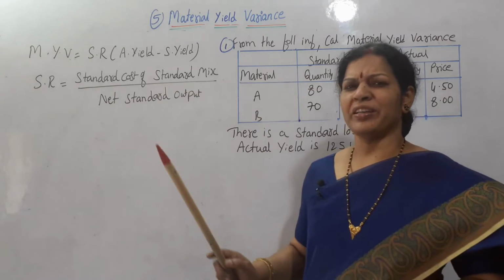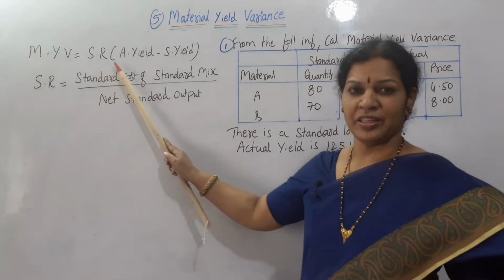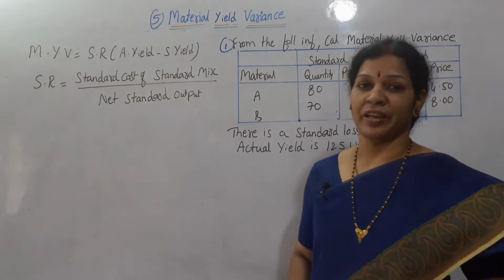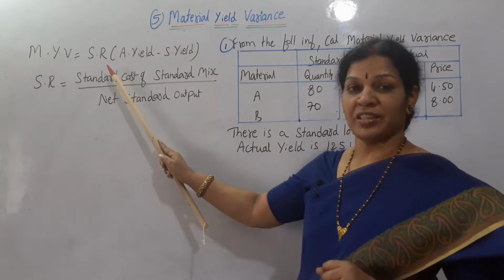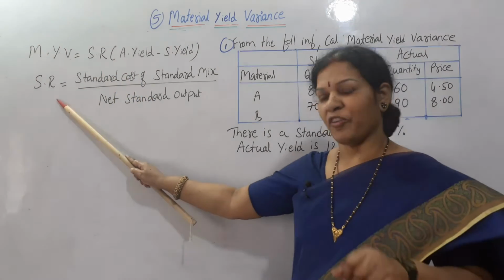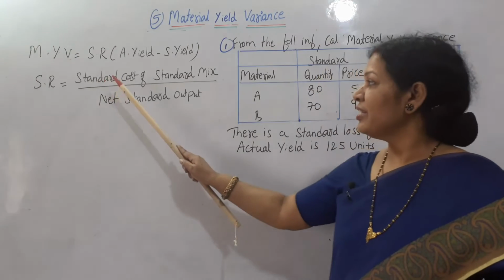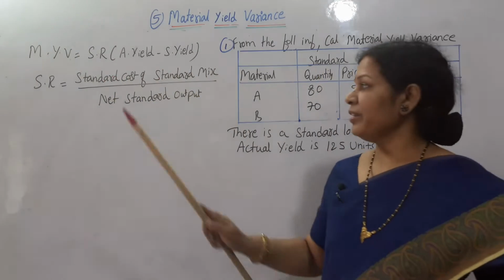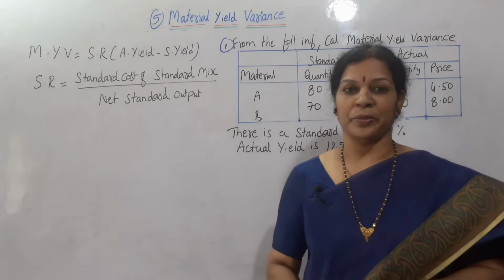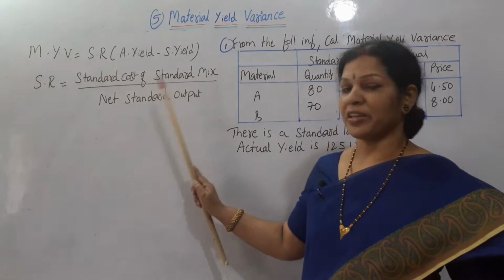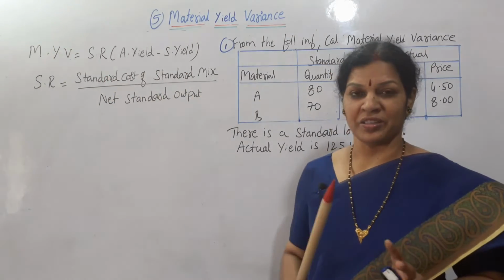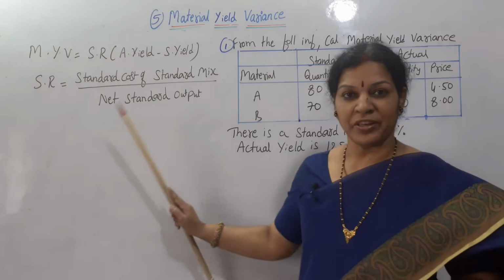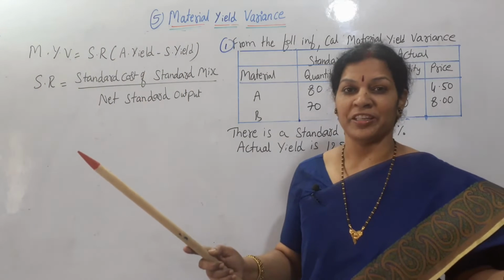Now through a problem you will understand. Anyway, remember SR into actual yield minus standard yield. What is SR? Standard rate. For standard rate there is another formula: standard cost of standard mix by net standard output. If you are able to remember this formula, material yield variance is very simple.